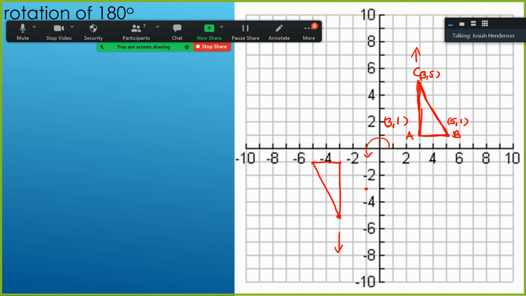So starting with the sharp points, the C prime here, that is over 3 and down 5. And B is the little point, the non-right angle. So here's our B prime. That's over 5, down 1. So that's -5, -1. And then for the A prime, left 3, down 1. Quick comparison from A to A prime: we had a 3, 1, and that became -3, -1.